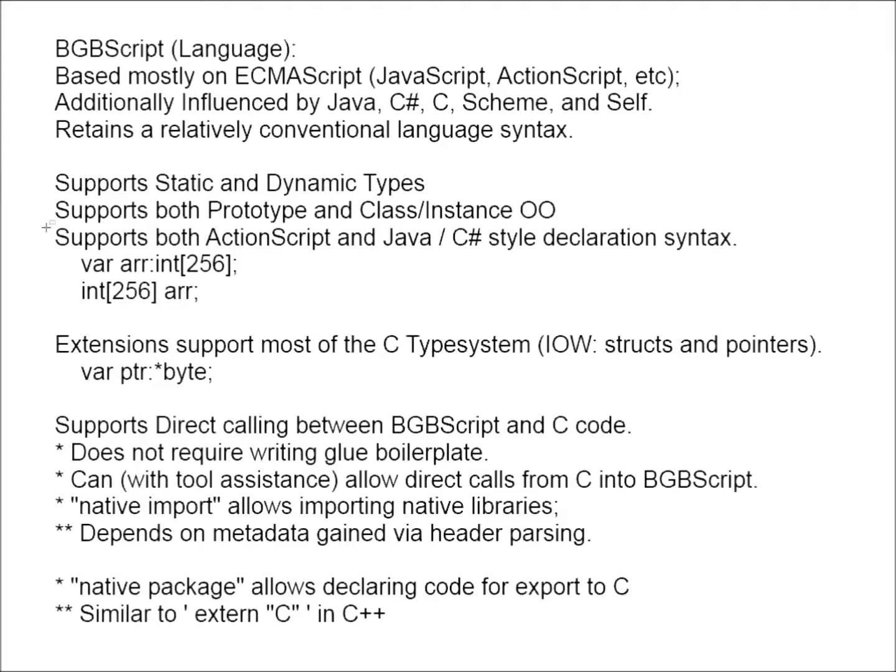Native import allows importing native libraries. This depends on metadata gained via header parsing. Native package allows declaring code for export to C. This is similar to extern C in C++.